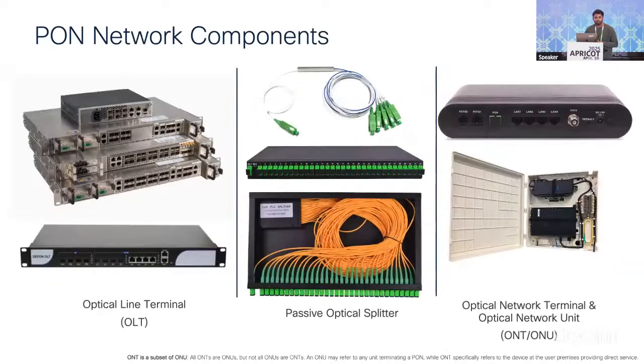So before we move ahead, a quick recap on the PON networks that we know. We have essentially three major components in a PON network. The first one is an OLT, the second is a passive optical splitter, and the third one is an ONT. Now we will look at where these specific components sit in a PON network.